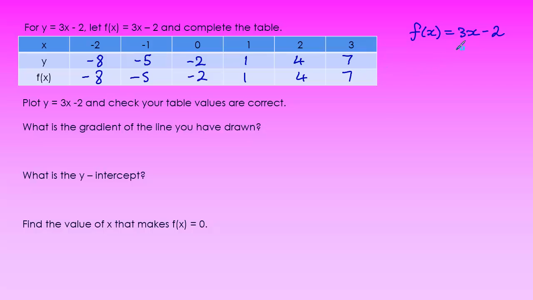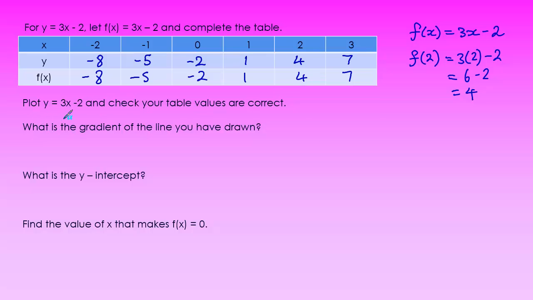As I said, we're introducing this notation. So if, for example, we want to calculate when x is 2, we just substitute 2 in for x. And we do that here by replacing the x with 2. And we do it over here by replacing the x with 2. And then we can see that that's 6 take away 2, which is 4, which is the value that we got in the table.